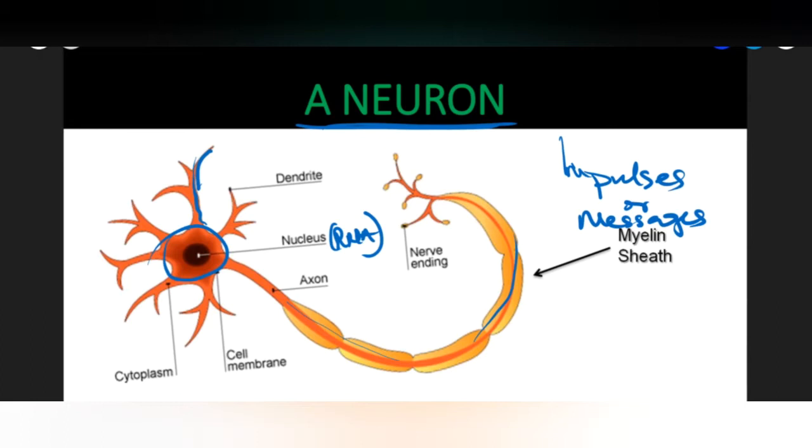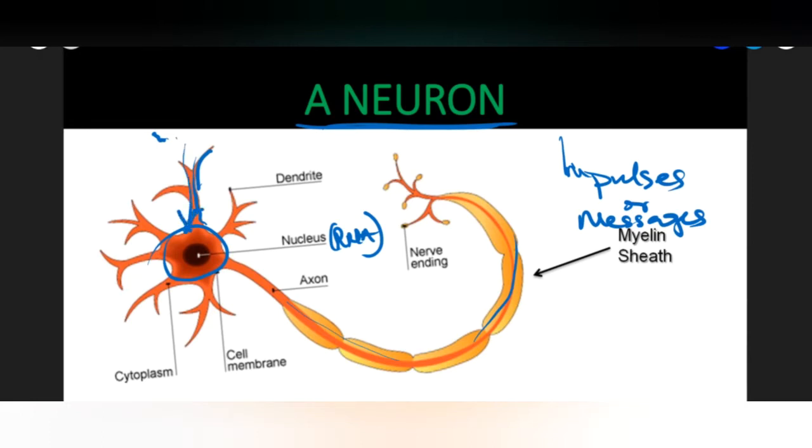So the major function of the dendrite is to conduct impulses, or messages, from the stimulus receptors or the receptor cells to the cell body. So impulses will always move in this direction into the cell body.